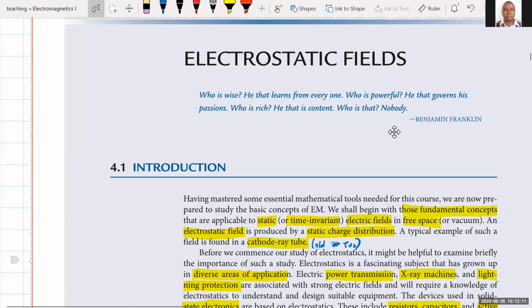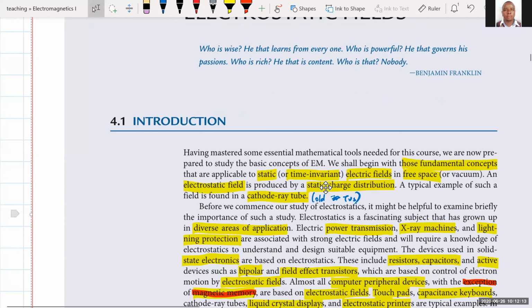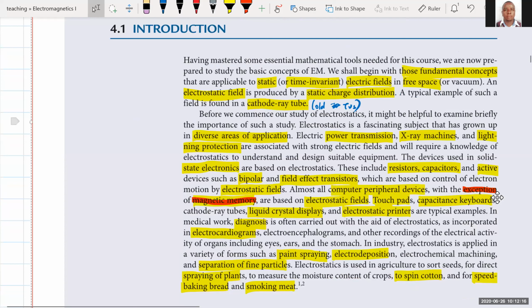So without much ado, we start with the introduction. And we are saying now that having mastered some essential mathematical tools needed for this course, we are now prepared to study the basic concepts of electromagnetics. We shall begin with those fundamental concepts that are applicable to static or time invariant electric fields in free space. So for the material space, they are going to be discussed in a later chapter. So we are going to constrain ourselves to discussing electrostatic or electric fields that are not moving.